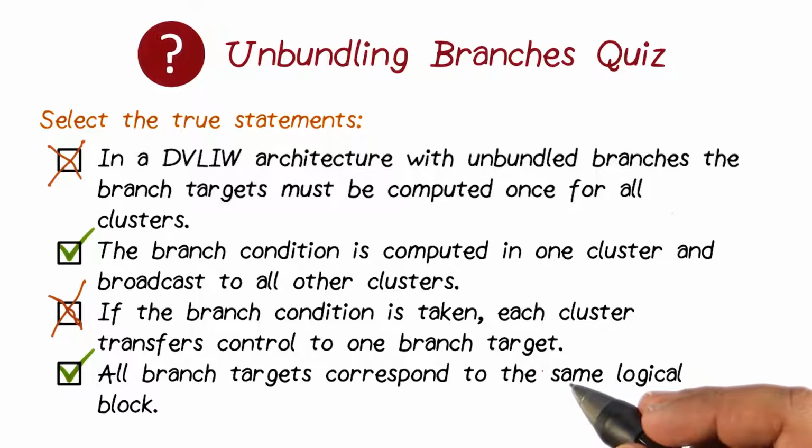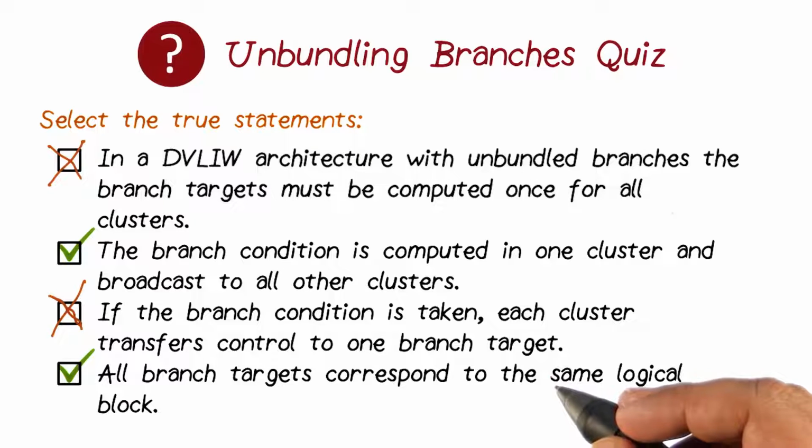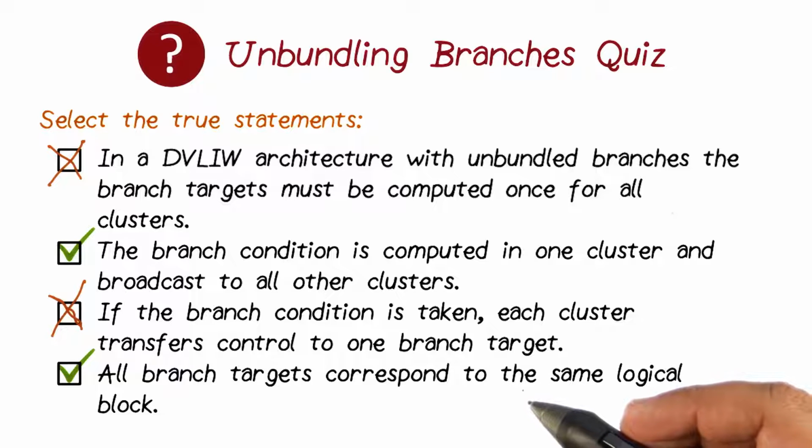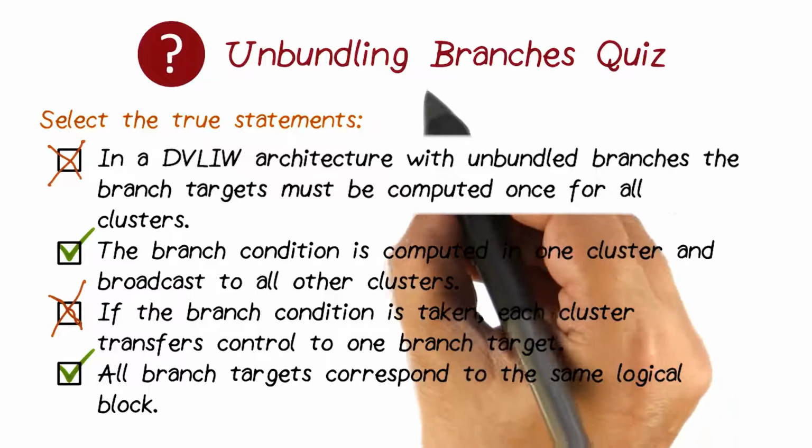Finally, the last statement: all branch targets correspond to the same logical block. This statement is correct because finally we are going to start executing into the next block which is going to be affected by that particular branch instruction, and therefore the branch targets correspond to the exact same logical block. So this gives us a subtle idea of what is exactly the difference between affecting a branch, going to a logical block, versus a branch target.